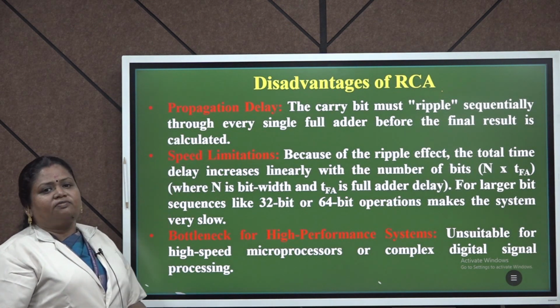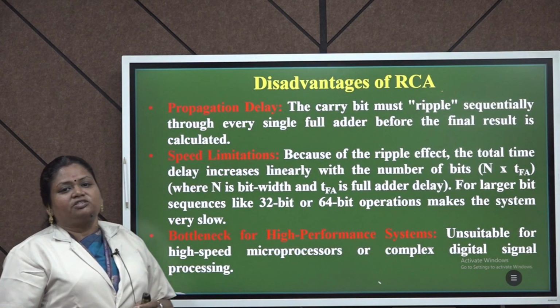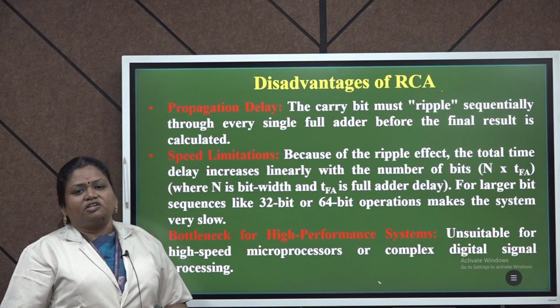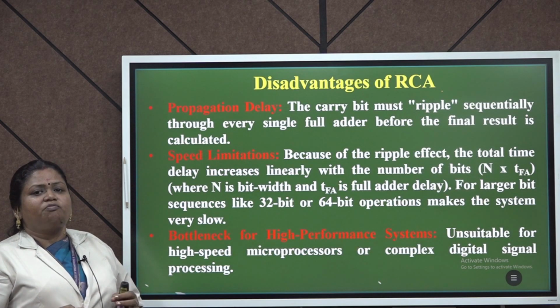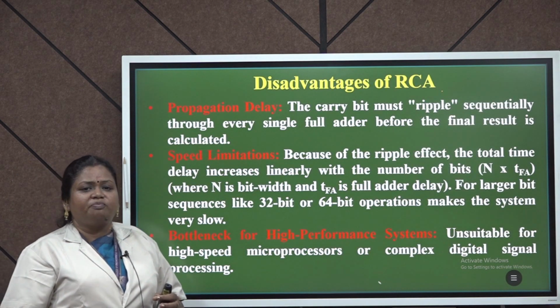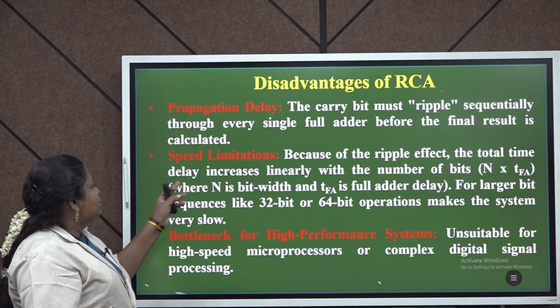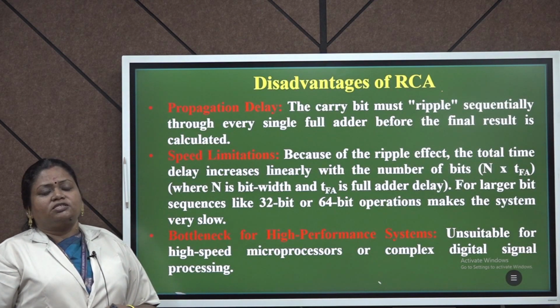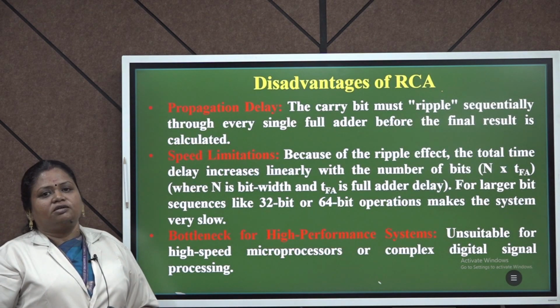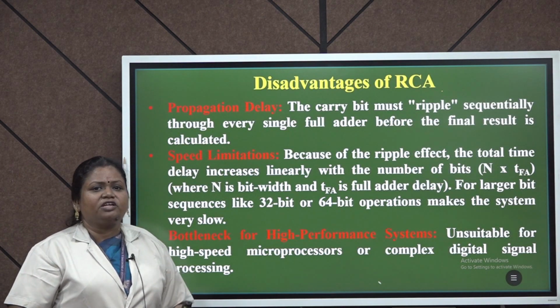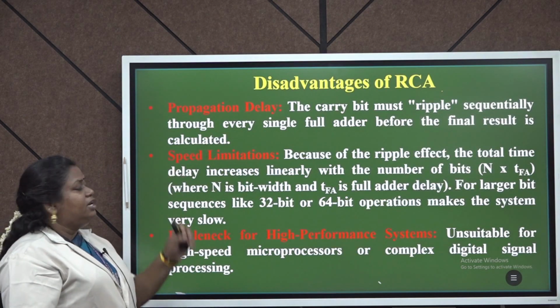So we are pointing at the first point, propagation delay. The carry has to be generated and it has to be propagated to the next stage. So the delay will be greater when we consider a larger number of bits. Second one is the speed limitation, which is a very important concept here, because the ripple effect will affect the speed.